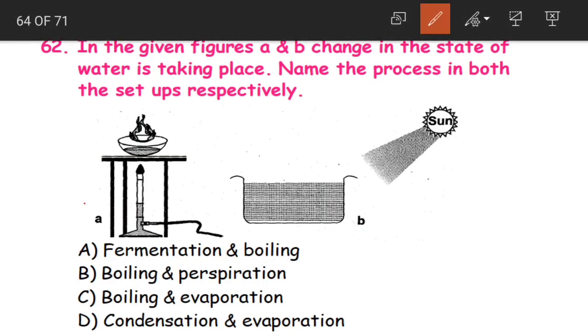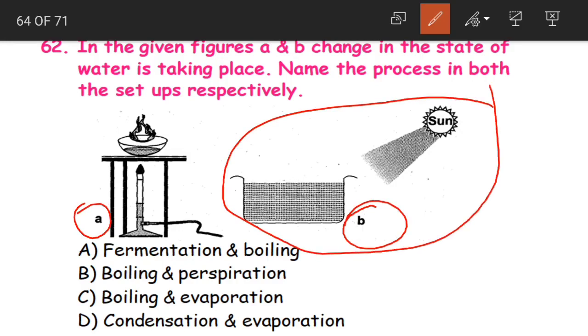Okay. Now 62nd question. In the given figures, A and B, a change in the state of water is taking place. Name the process in both the setups respectively. See children, here you have two pictures, A and also B. So this is one picture and this is one picture. So here what is happening? A change in the state of water is taking place. So name the process in both the setups respectively.